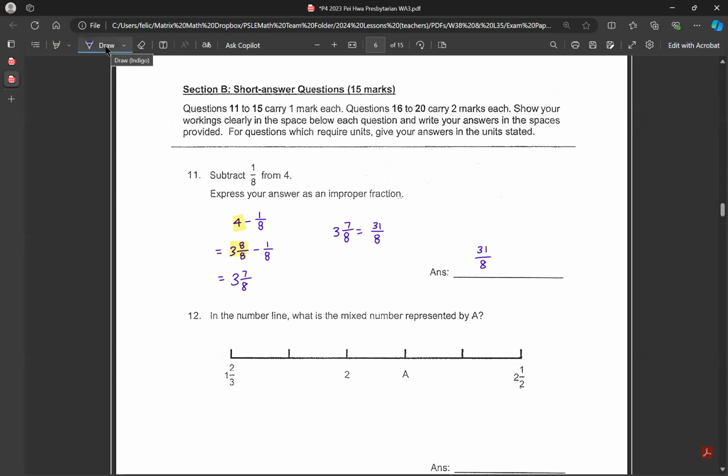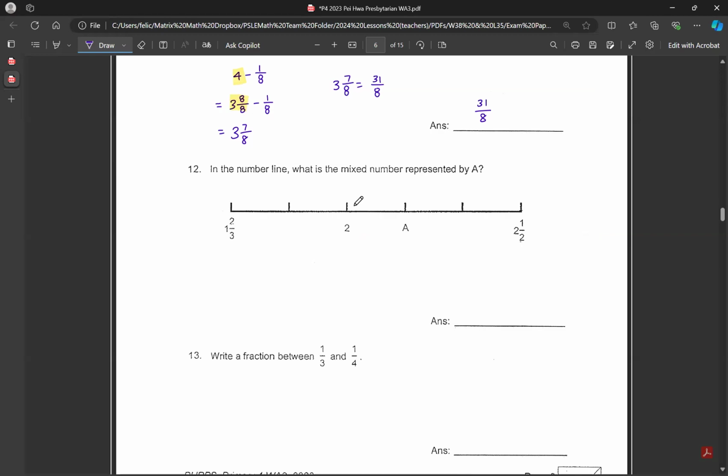Okay. In the number line, what is the mixed number represented by A? All right, so over here, this question, we have a 2 here. We have 1 whole and 2/3. Then we have 2.5 here. All right, so what we can do is, 2 to 2.5 with 3 spaces is harder to figure out. So what I'm going to do is change the denominator to something that is a multiple of 3 spaces, because this is like 3 intervals. From 2 to here is 1 gap, 2 gap, 3 gaps, 3 intervals.